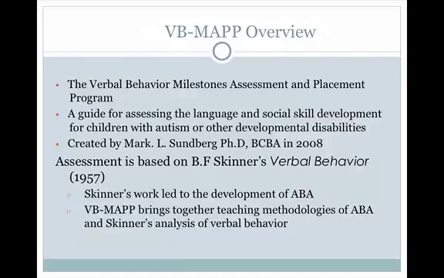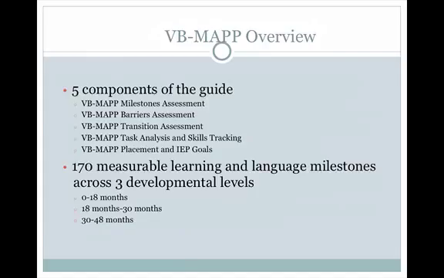It's important to note that while verbal behavior was used by both Partington for the ABLES and Sundberg for the VB map, Skinner, when he created his taxonomy of verbal behavior, didn't have intervention for language delay in mind. But what both Partington and Sundberg did is they've brought together the teaching methodology of ABA along with Skinner's analysis of verbal behavior. There are 5 components to the guide.